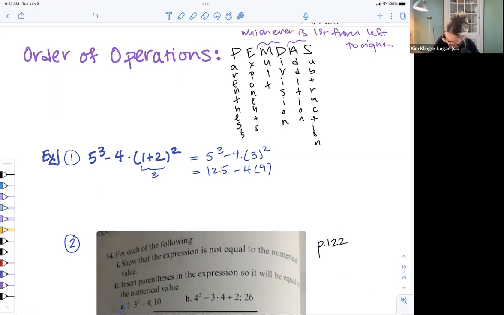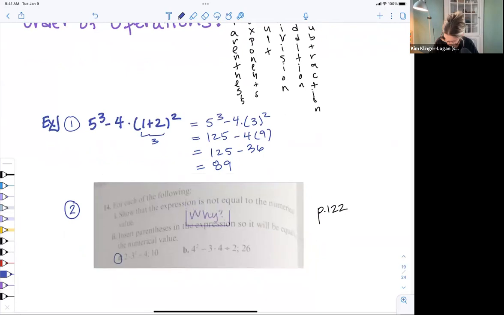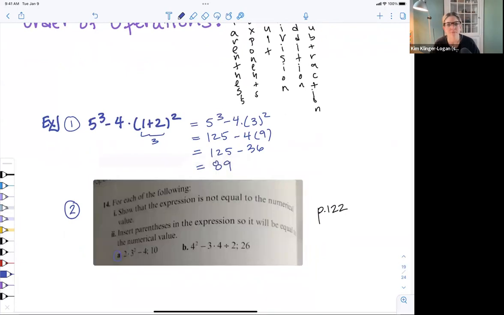Okay, my next step is any multiplication or division I have. So here I'm going to do this multiplication. So 4 times 9, that's just 36. And last but not least, I'll do my last operation here, which is subtraction. Okay. So that is how this order of operations works.